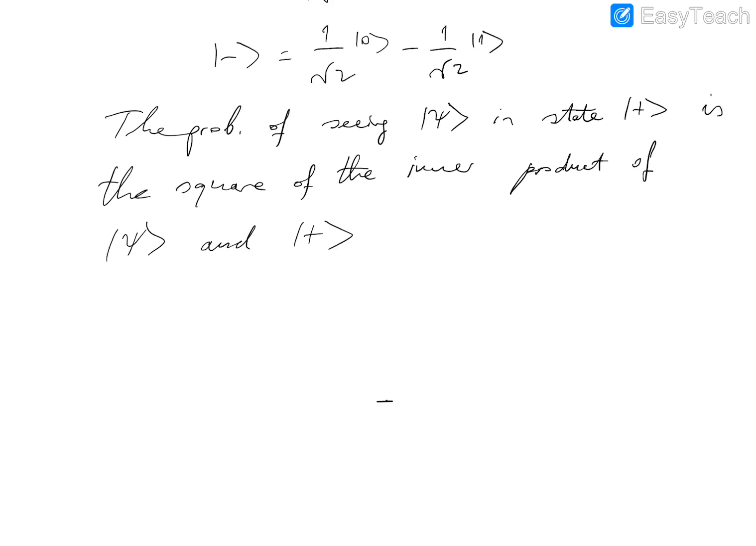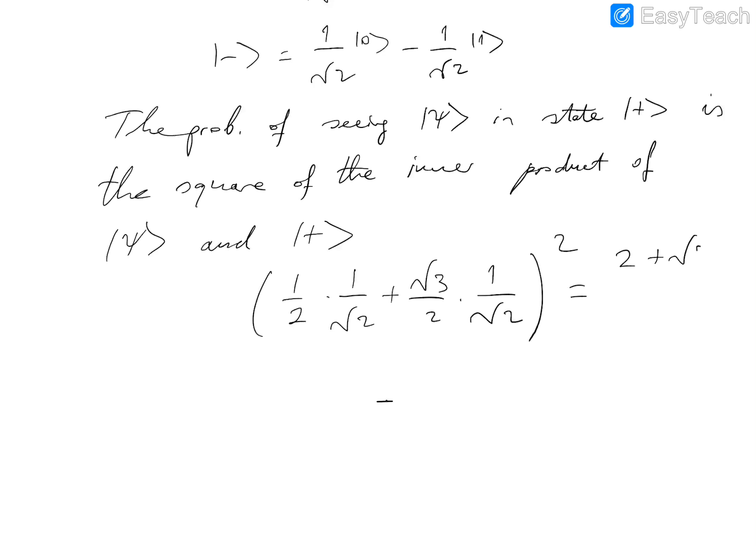So the square of the inner product of psi and ket plus is simply 1 over 2 times 1 over square root 2 plus square root 3 over 2 times 1 over square root 2, squared, which is equal to 2 plus square root 3 over 4. So the probability of observing psi in state ket plus is exactly 2 plus square root 3 over 4.